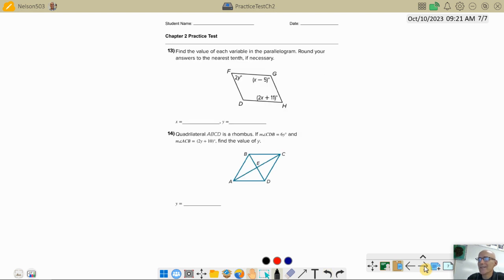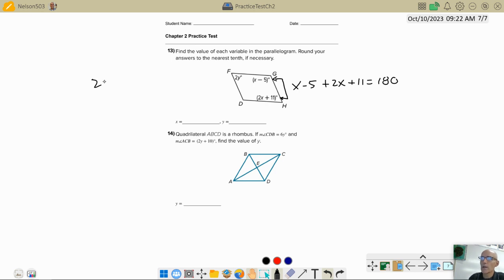Number 13. Here we go. This one is a little tricky because the other one we were setting expressions equal to each other. Here we're going to add these two and set it equal to 180. So x minus 5 plus 2x plus 11 equals 180. The reason why is because they're consecutive angles. They're not across from each other.